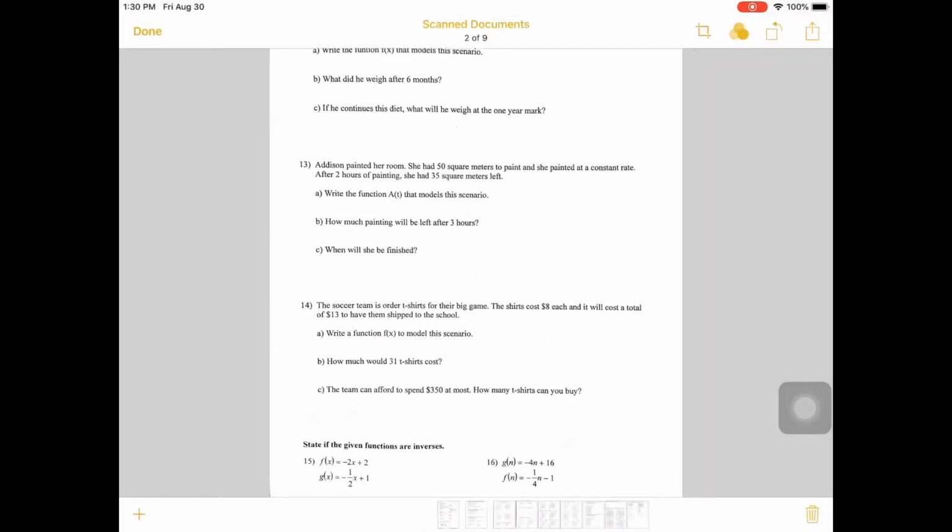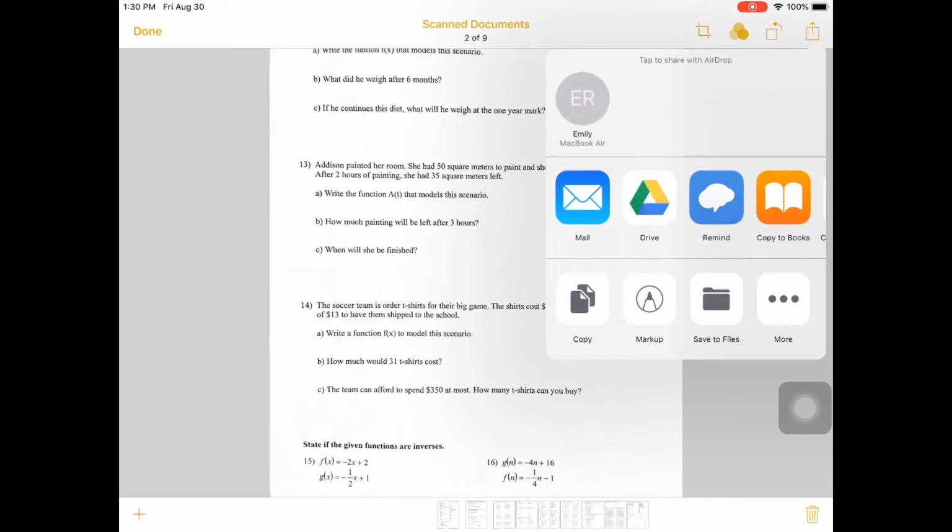Looking at the second page, these first ones are back from day 1, where you are going to write an equation for me and then figure out what you will plug in. Remember that you do have the answer keys for all of these, so you can go through and check your equation and then make sure you're using it correctly all the way through. On the bottom, you're figuring out if 2 equations are inverses or not.